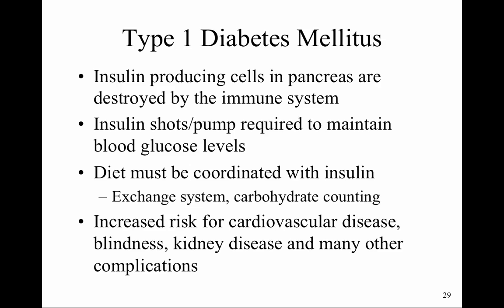So if you have type 1 diabetes, we know this increases the risk for a lot of other things. There are a lot of complications with this disease. Because again, if you get that glucose really high or really low, it can have ramifications, especially on the heart, kidney, blindness is a big complication, amputation, all sorts of things. So that's type 1.